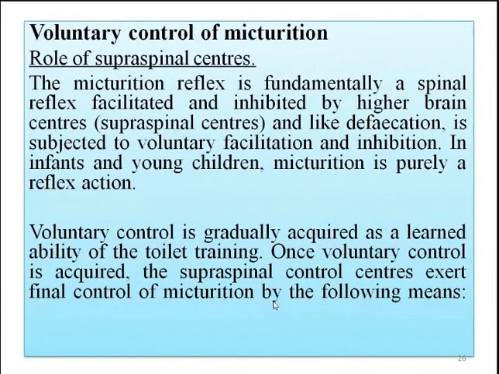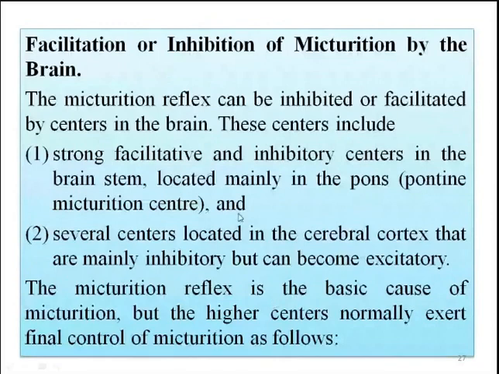Once voluntary control is acquired, the supraspinal control centers exert final control of micturition by the following means. How? The facilitation or inhibition of micturition by the brain. The micturition reflex can be inhibited or facilitated by centers in the brain. These centers include strong facilitative and inhibitory centers in the brainstem located mainly in the pons, the pontine micturition center, and several centers located in the cerebral cortex that are mainly inhibitory but can become excitatory.